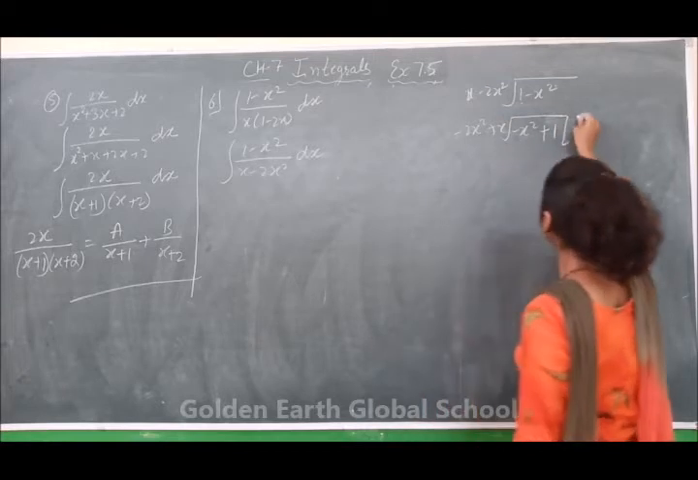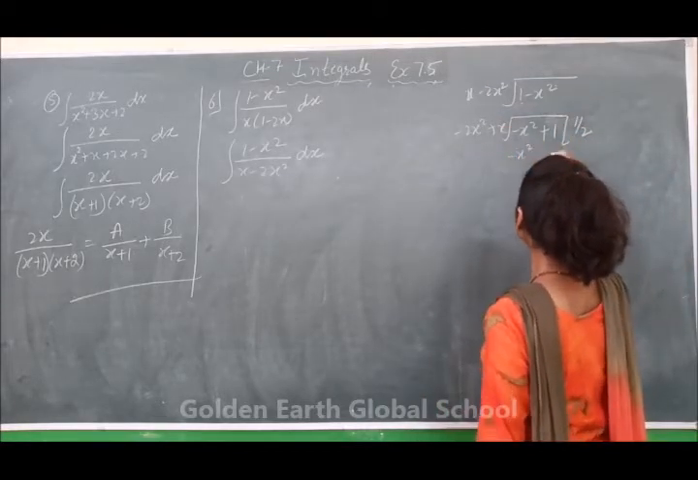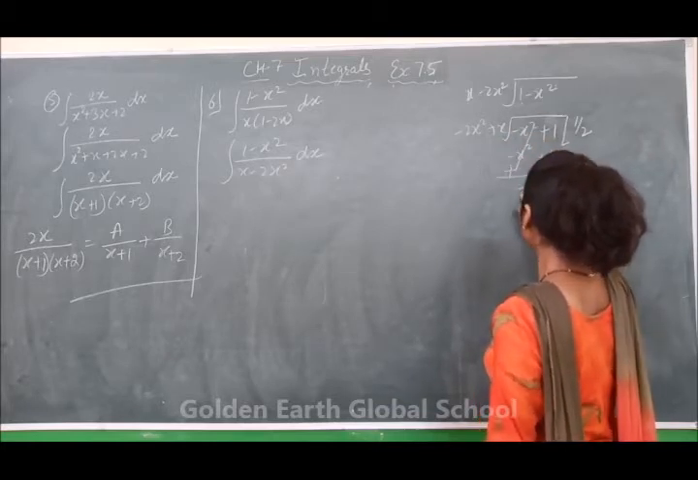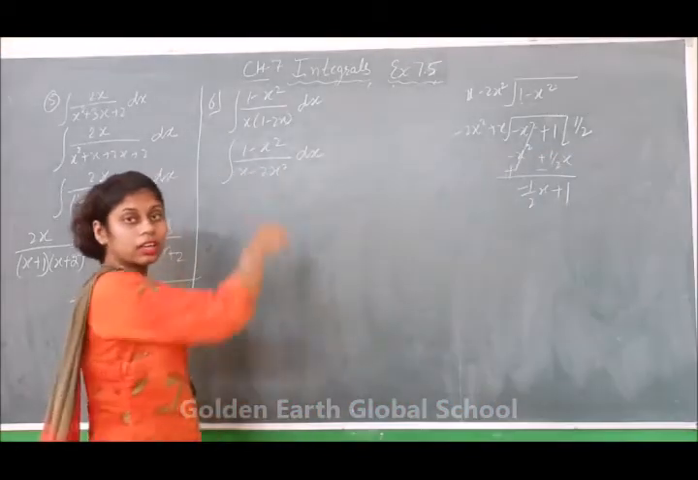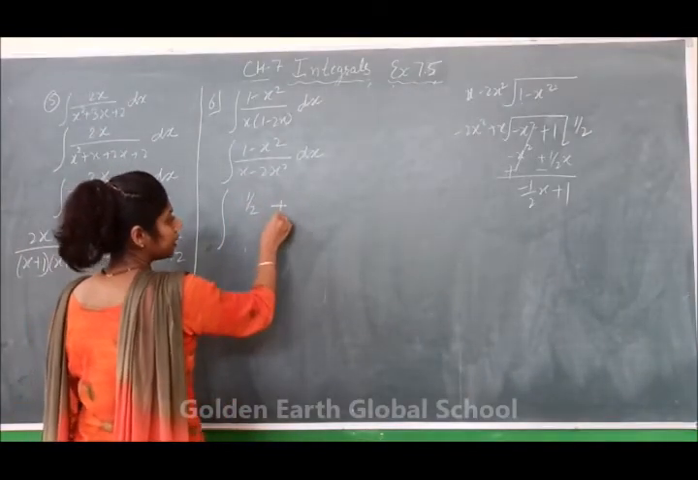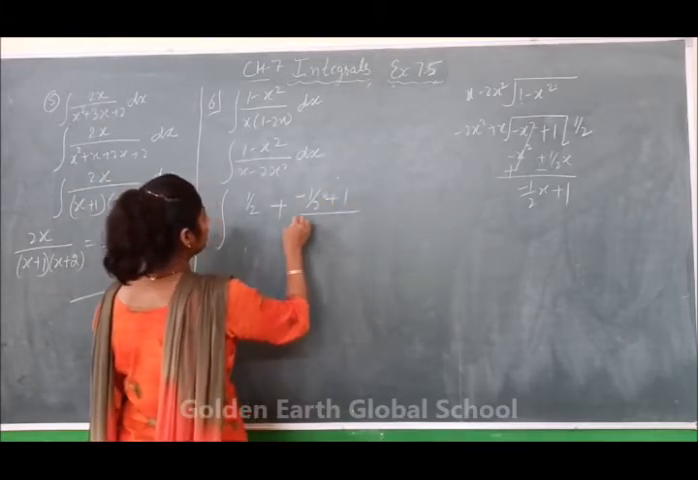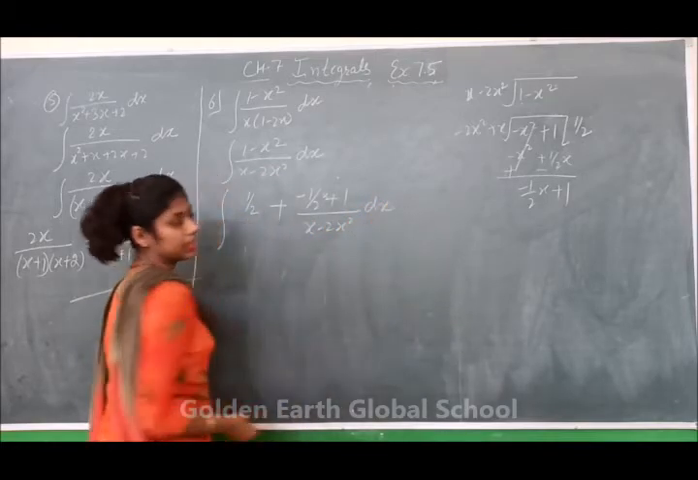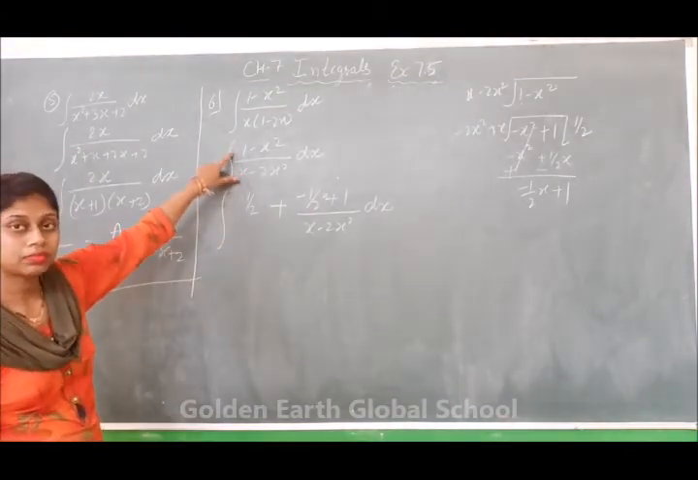Now we have to multiply by 1 by 2. So it will become minus x square plus half x. These terms get cancelled. So minus half x plus 1. So this complete function will become 1 by 2 plus minus half x plus 1 upon this denominator. Clear? If you will solve this, then you will get this term.